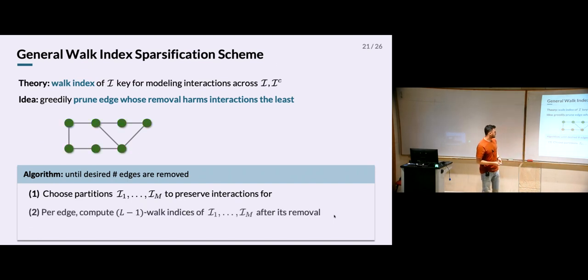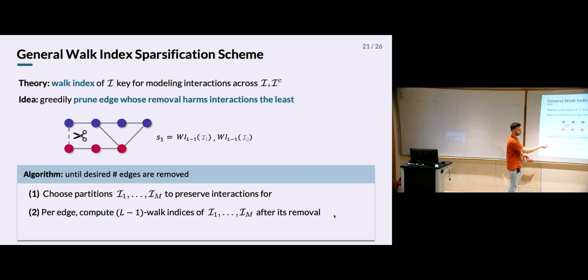Now, for each edge that remains in the graph, what we do is we temporarily remove it and compute what the walk indices with respect to these partitions will be after it's removed. So we start with the first edge, remove it, and compute the walk index with respect to the first partition and the second walk index. This gives us a tuple. Here it's a pair of walk indices. And we bring that edge back, move on to the second edge, and do the same thing. At the end of this process, we have for each edge a tuple of walk indices.